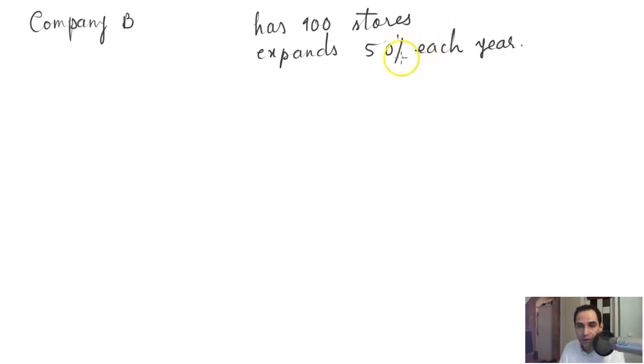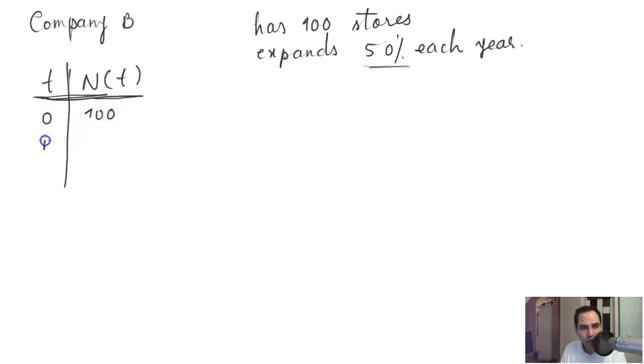So this growth, as you can see, whenever you see the percent, that basically means exponential growth. What happens here is that you have this company B, and let's say this is T in years, and this is the number of stores N of T. If T is equal to 0, you already have 100 stores, and then each year, when you add 1 year to this, the number of stores is increased by 50%. So it's an exponential growth. That means you have to multiply this by 1.5.